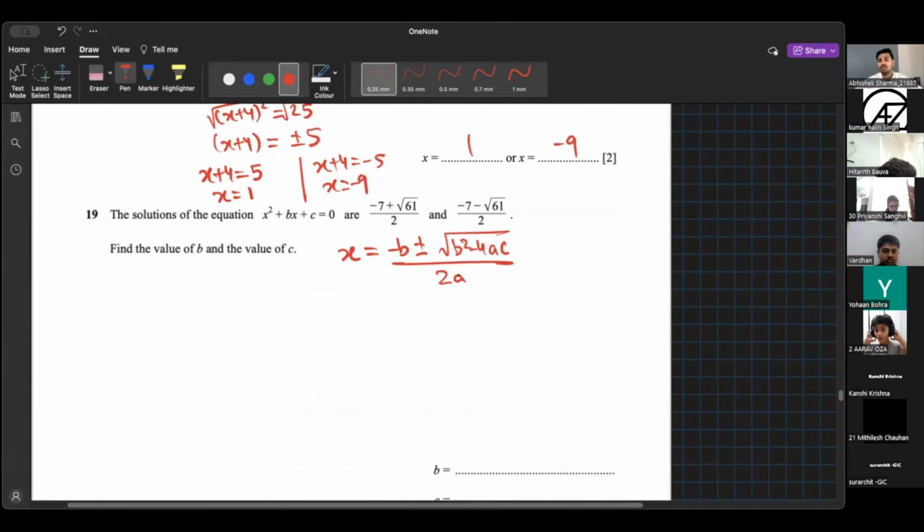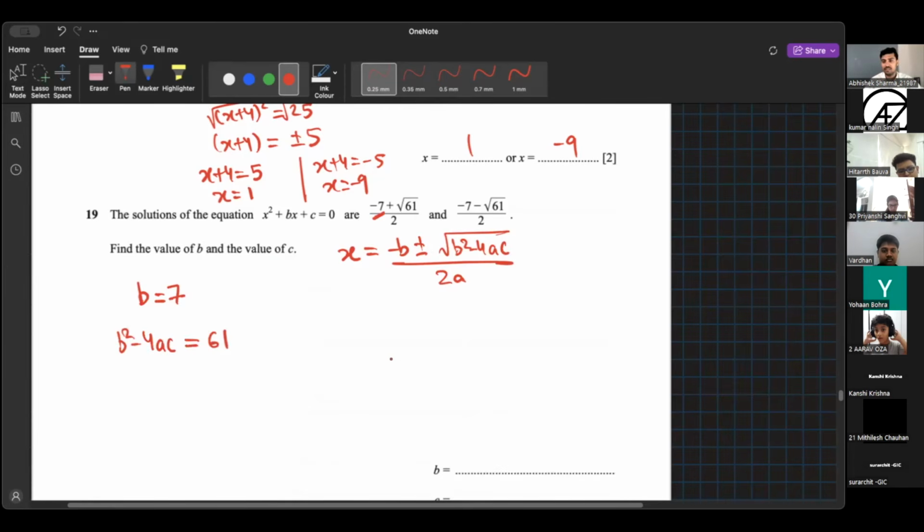Now this question we will again do by comparing the values. We know that the value of b, which is written as negative b over here, is negative 7, right? So b will be how much? b will be 7 directly, right? Because that's how in the formula it is taken as negative b, so negative 7. Then in the under root we have b square minus 4ac, that equals 61.